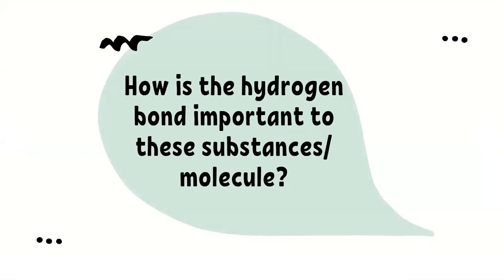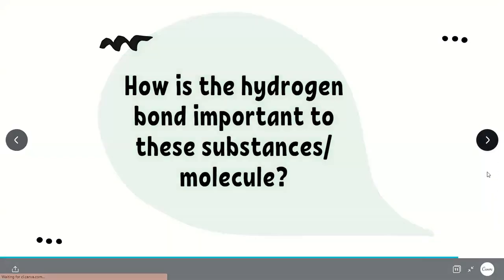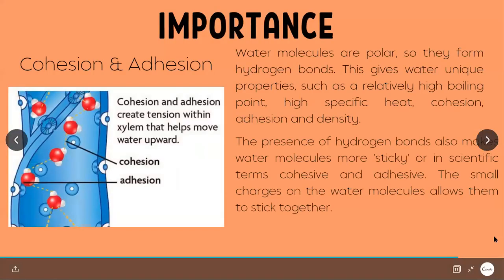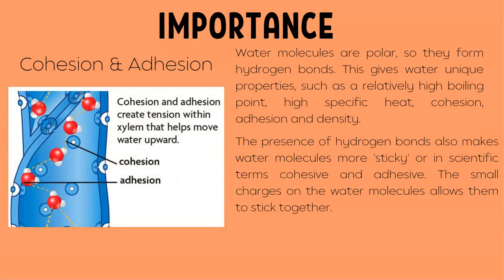How is the hydrogen bond important to these substances or molecules? Water molecules are polar, so they form hydrogen bonds. This gives water unique properties such as relatively high boiling point, high specific heat, cohesion, adhesion, and density. The presence of hydrogen bond also makes water molecules more sticky, or in scientific terms, cohesive and adhesive.